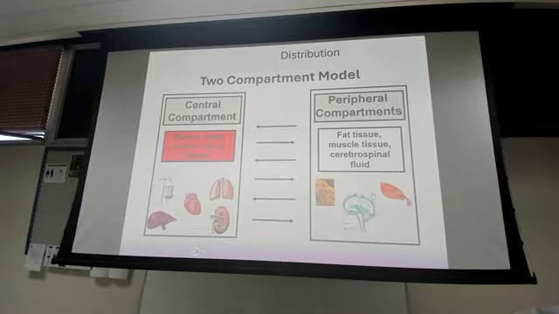All right, so this is essentially what I was just telling you about. Your central compartment is all those things that are highly perfused: your heart, your liver, your kidney, your plasma. These are your bigger, larger, more important organs that are then going to transport your medications to all of these peripheral compartments. So it's going to pour into the peripheral compartments, okay?